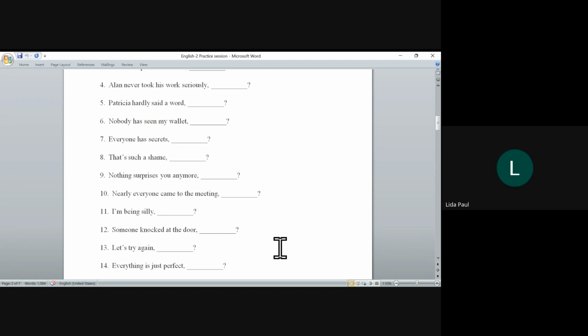Sorry? Don't they? No, didn't they is the right answer. We cannot use don't because look at the tense of the verb here: came to the meeting. It's in simple past tense. So we'll have to carry that over to the verb in the question tag as well. So didn't they? Not don't they.